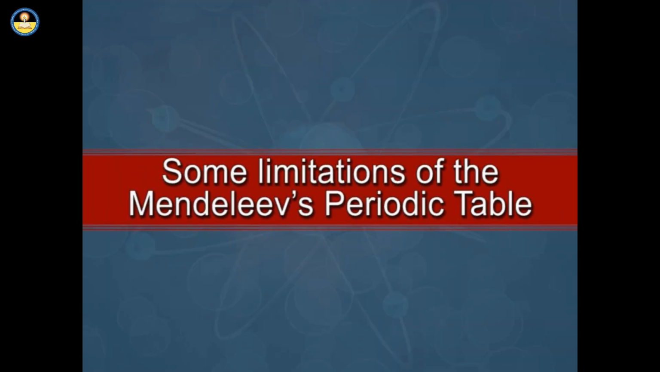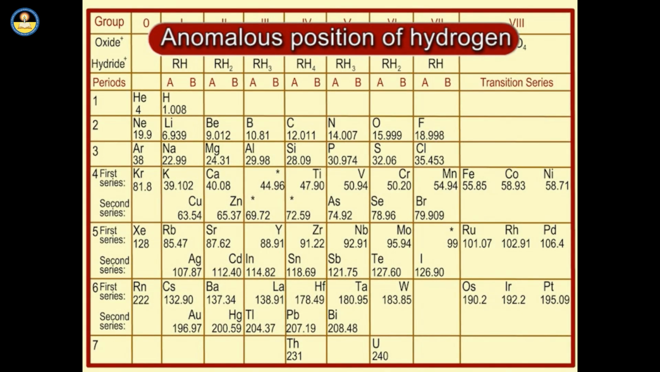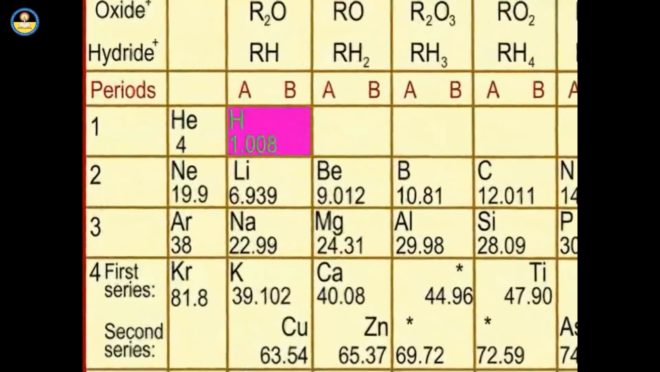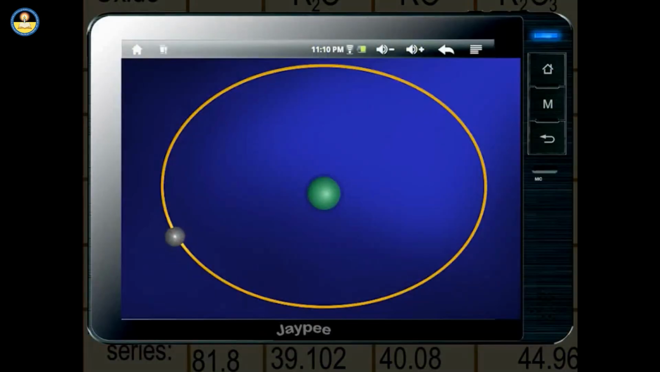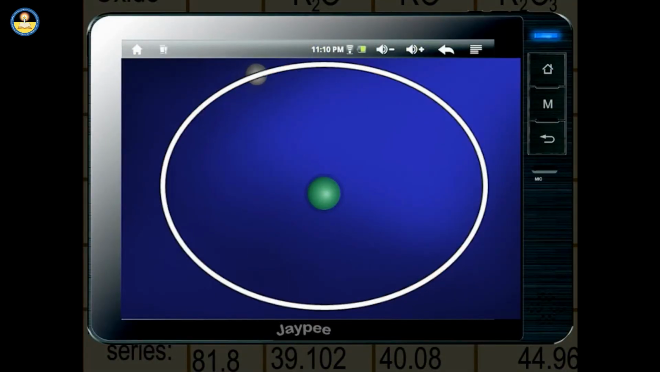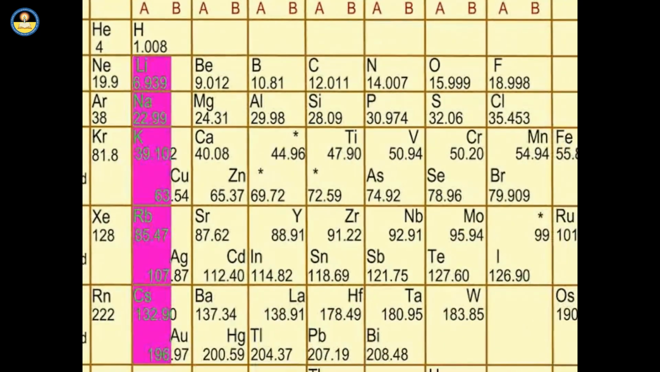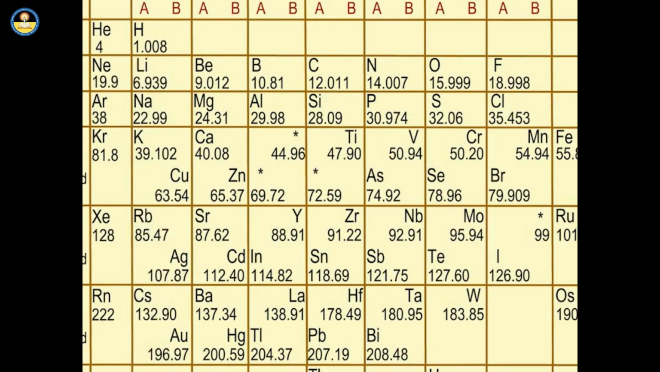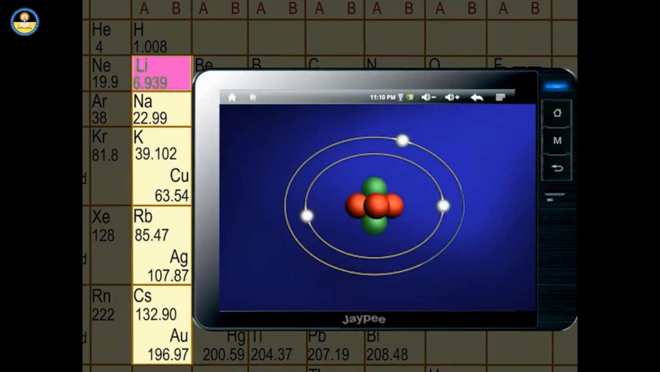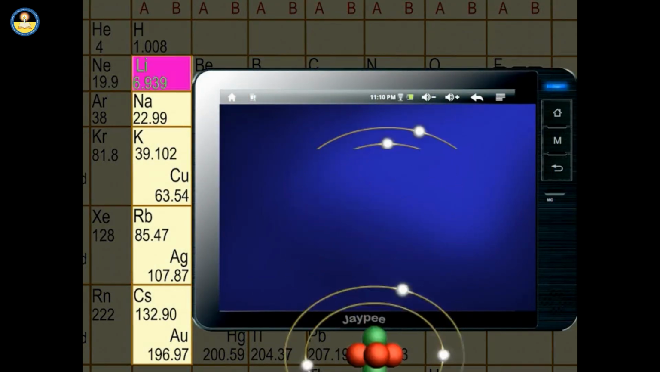Some limitations of Mendeleev's periodic table. Anomalous position of hydrogen. Hydrogen has one electron in its only shell, that is, K-shell. Alkali metals also have only one electron in their respective outermost shells.